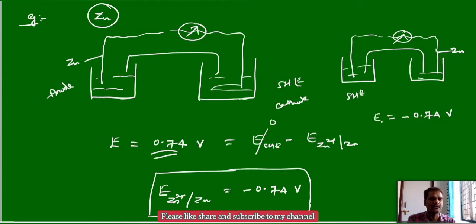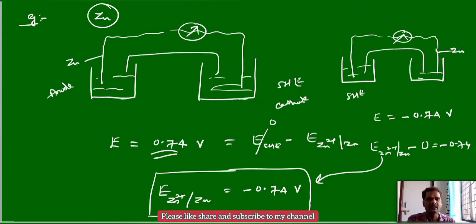Again, EMF is nothing but E cathode minus E anode. Here the cathode is the zinc directly, minus the anode, the standard hydrogen electrode, whose value is 0, giving minus 0.74. Again directly you will get the zinc electrode potential value as minus 0.74 volts.